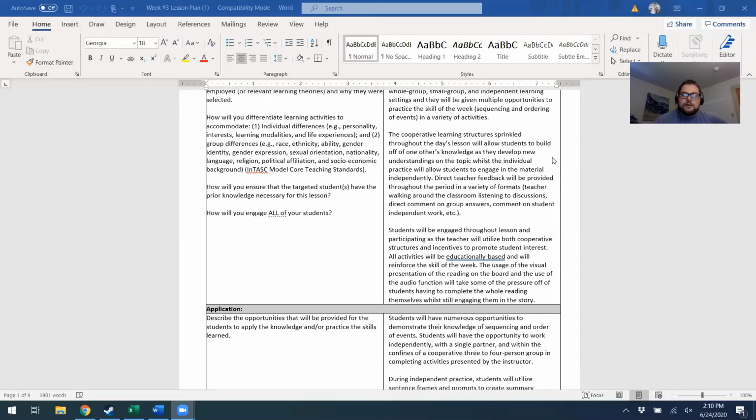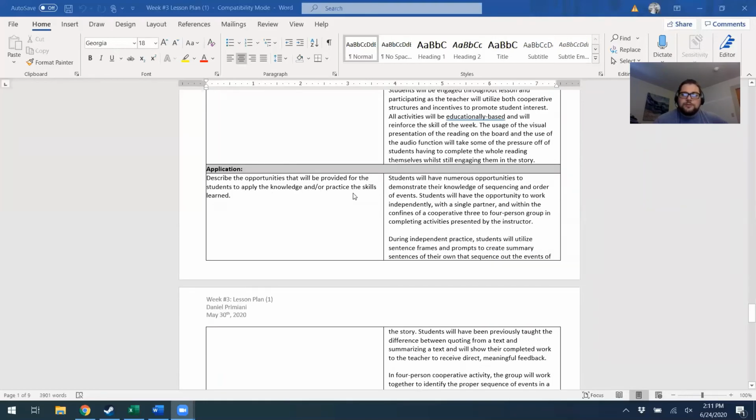Direct teacher feedback is provided in a variety of formats, and it's meaningful. Students will be engaged throughout the lesson and participating, as the teacher will utilize cooperative structures and incentives to promote student interest. All activities are educationally based and reinforce the skill of the week. Usage of the visual presentation of the reading on the board and the use of the audio function will take some of the pressure off of students having to complete the whole reading themselves while still engaging them in the activity.